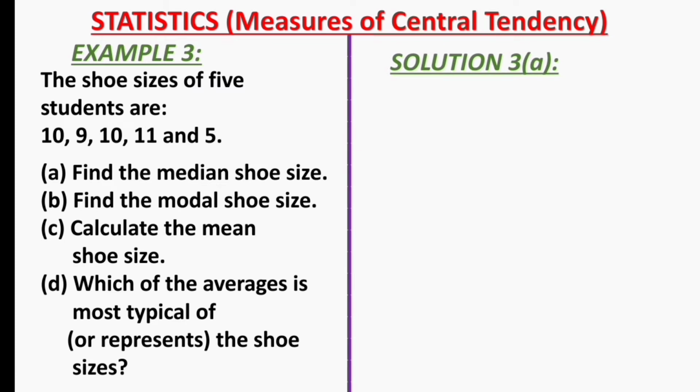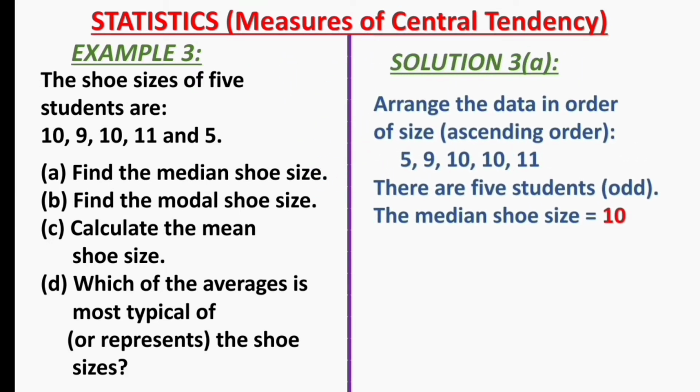Solution to question 3A, the median shoe size. To find the median shoe size, firstly, let's arrange the data in order of size. Here, I chose to arrange in ascending order from smallest to biggest number. So in ascending order, we have the shoe sizes as 5, 9, 10, 10, and 11. Here we have 5 students, which is an odd number entry. So in this case, we are going to have only one number at the middle, which will serve as the median. So the median shoe size is size 10.